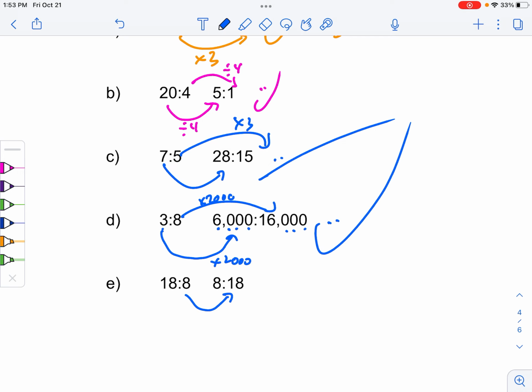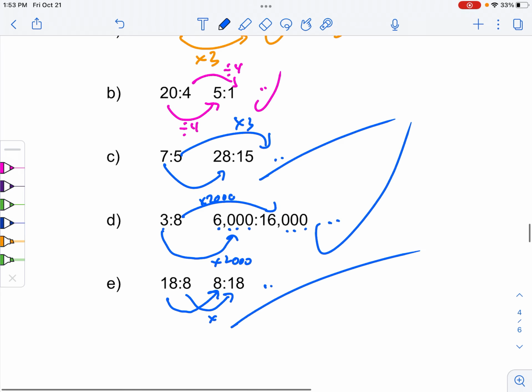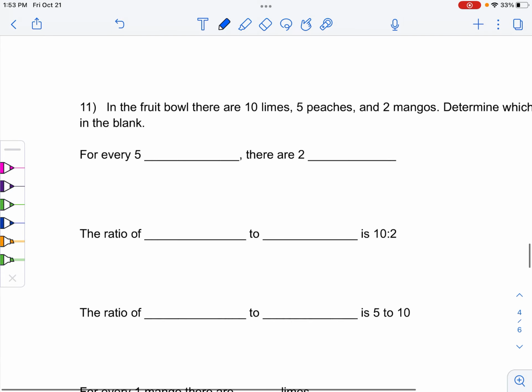Now, let me look at this one. 8 to 18 is like over 2, because 2 is 16, so it's over 2, but already I can tell that one's going down, so that one does not work. All right, whatever you do to one, you got to do to the other one.